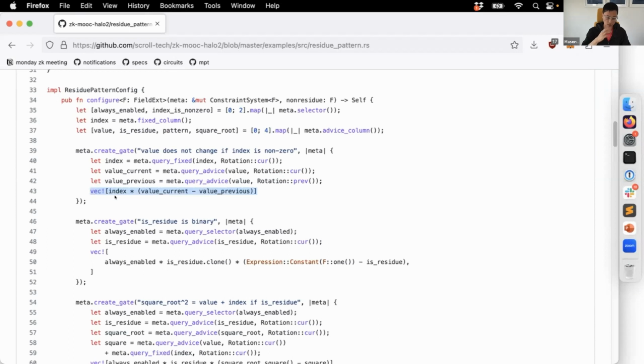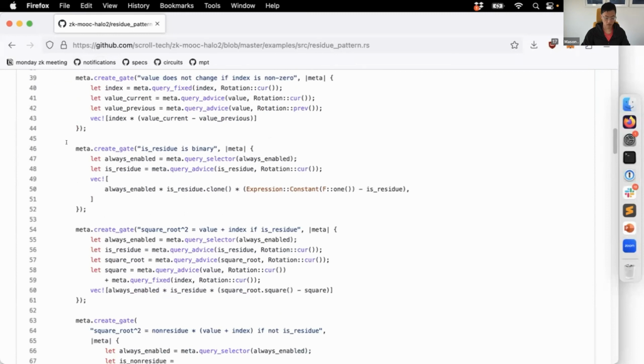The current value minus the previous value is 0, which means that the current value is equal to the previous value. We want this to hold for all rows where index is non-zero, because the current value is allowed to change from the previous value on the first row of every 64. Index remembers, just goes from 0 to 63. So index has the property that we want: it's 0 for the first one and non-zero for the other 63.